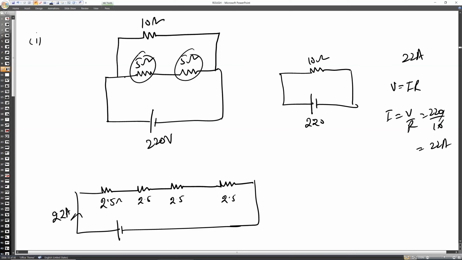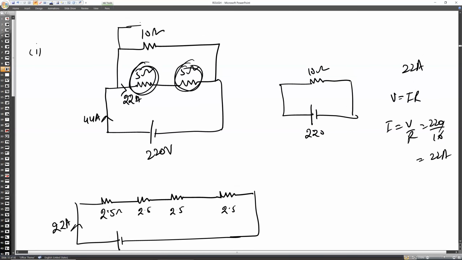So it means that it is not going to affect the current of this one. It will still remain 22 ampere, but an extra 22 ampere will also be added. And the total current of the circuit will become 44 ampere. If you are adding one more 10 ohm resistor, then an extra 22 ampere is also added. So this will continue if you keep on adding.